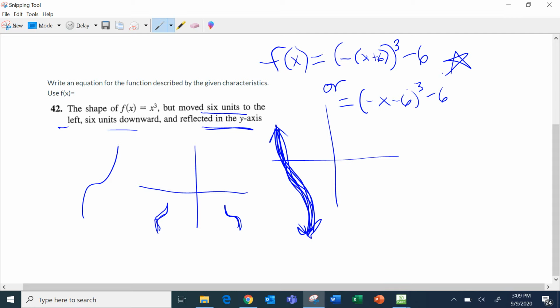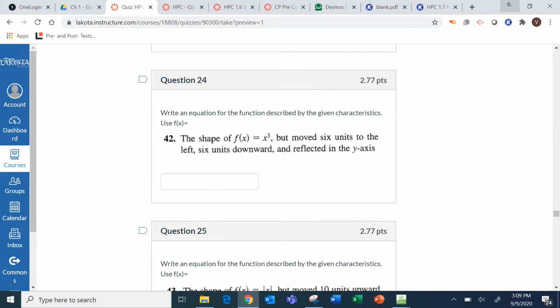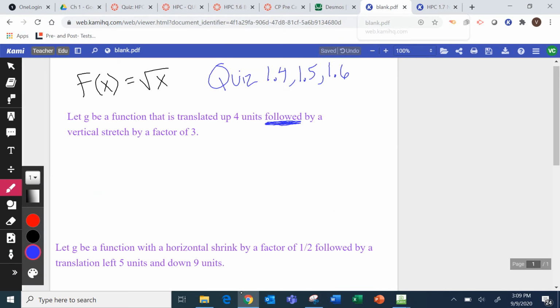So anyway, because that happened, we move on, and now I've given you an assignment that actually will tell you the order to follow. So we shouldn't have as many people missing the questions. Here are just 2 examples that are like the ones in the review. Let G be a function, so right now it's telling you that we're going to name it G, a function that is translated up 4 units, followed by a vertical stretch by a factor of 3.